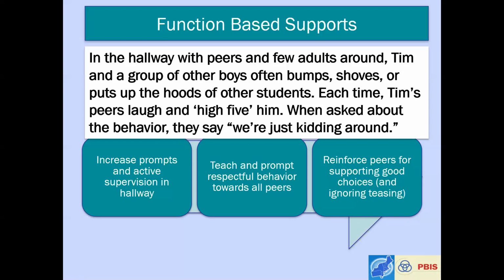Right. And how can adults reinforce more appropriate or respectful behavior? Well, by providing praise like thumbs up or verbal feedback, maybe if the school has ticket systems or something like that, and to do that whenever they see students engaging in appropriate behavior in the hallway.